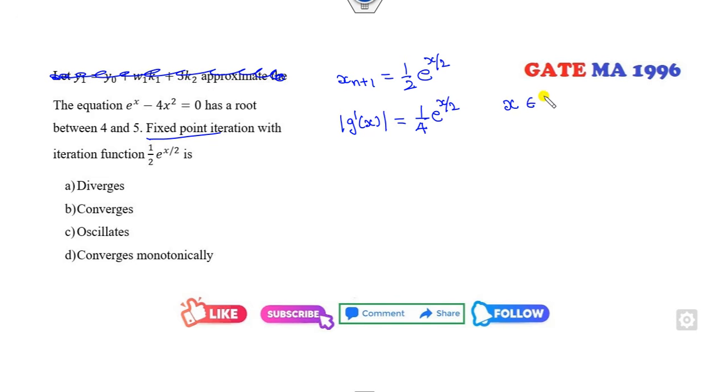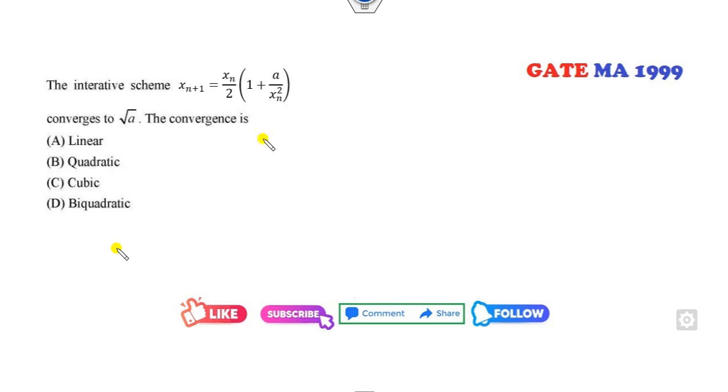Now the root lies between 4 and 5. Choose any number, say 4.5. What is the value of this? E raised to power 2. Clearly, this number is greater than 1. That means this is a divergent sequence. So the first options are cancelled.